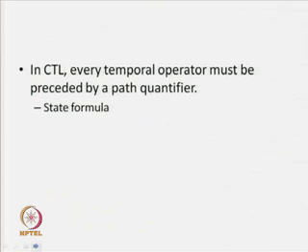Now, if you look into this particular syntax, you will find that in CTL, every temporal operator must be preceded by a path quantifier. We have 4 temporal operators: X, future, globally and until. In CTL, these 4 temporal operators must be preceded by path quantifier A or E. Then only do we say that these are CTL formulas, and due to this quantification by path quantifiers, CTL formulas are basically state formulas. We define the truth values of a CTL formula over a state.